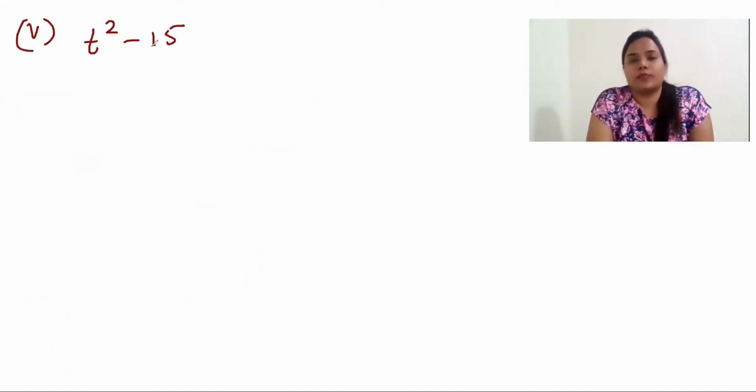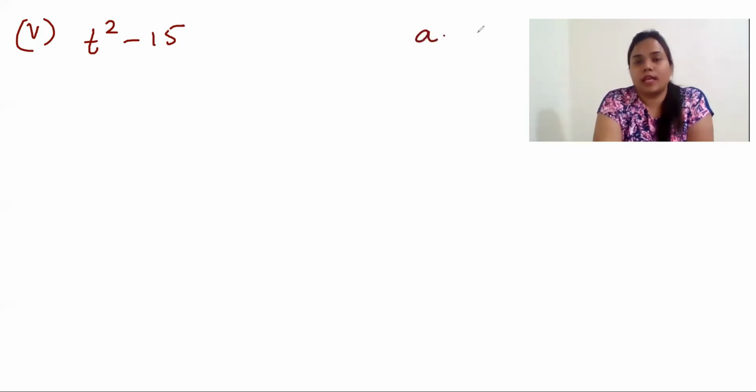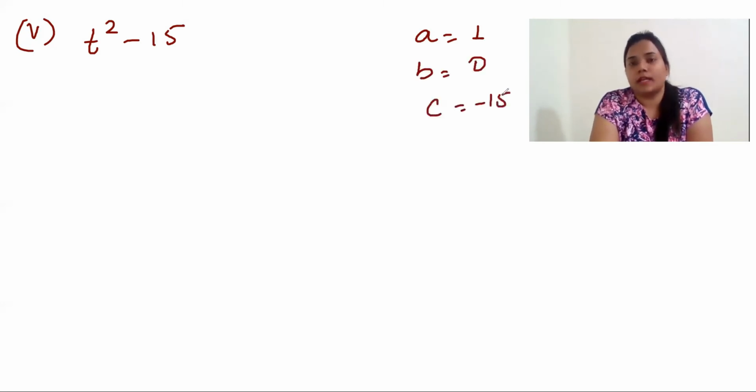t square minus 15. In this case, we have t square. We don't have bt. We don't have the second term. So in this case, we will be having a as 1. No coefficient means 1. Now b is 0 and c is minus 15. Let us solve the question.